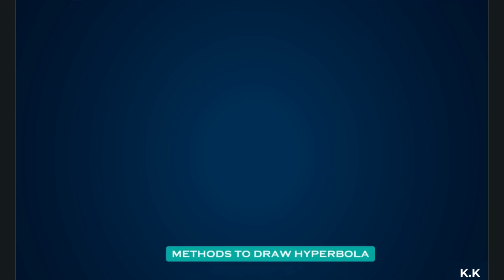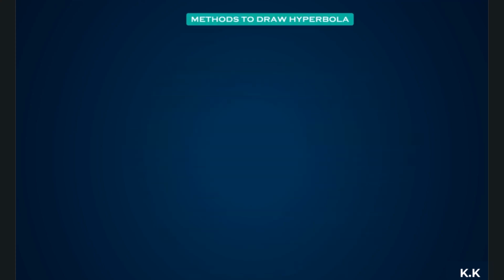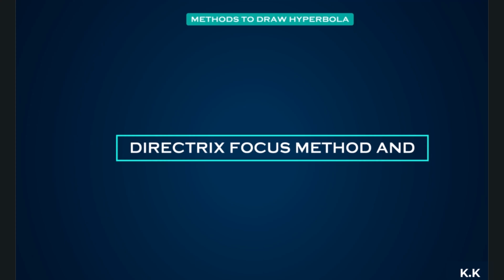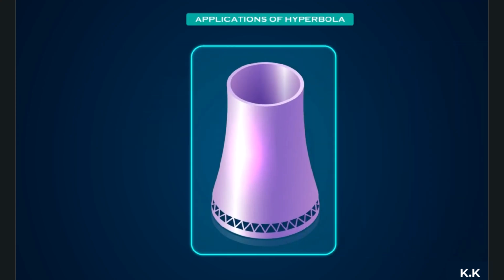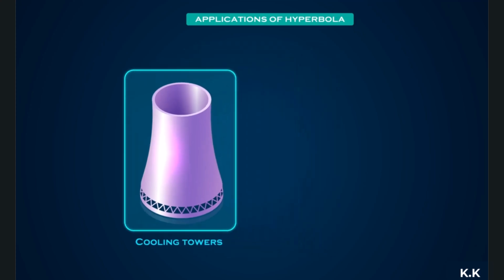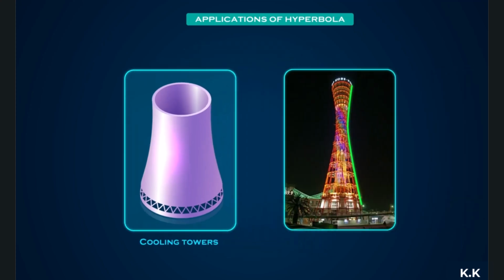We use two methods to draw hyperbola. They are directrix focus method and rectangle method. Applications of hyperbola. Cooling towers are in hyperbolic shape for better resistance against wind. It is also used in some hyperbolic structural constructions.